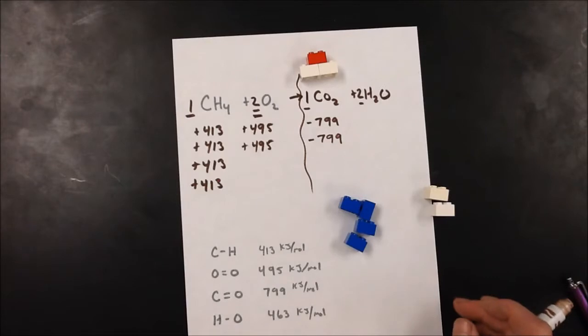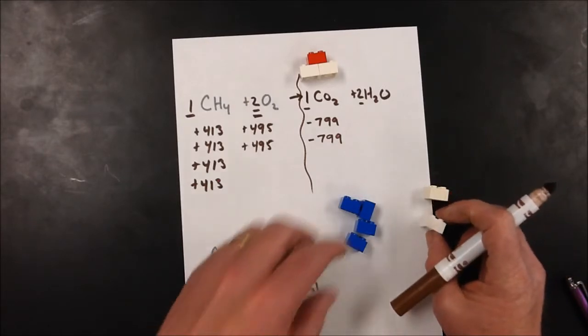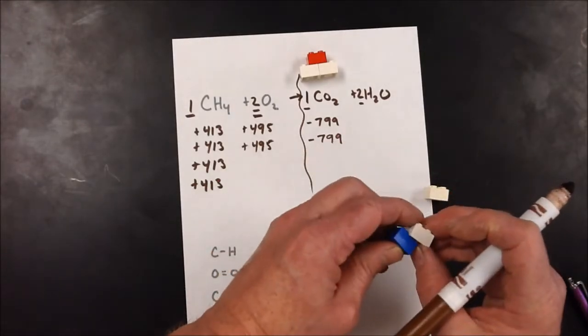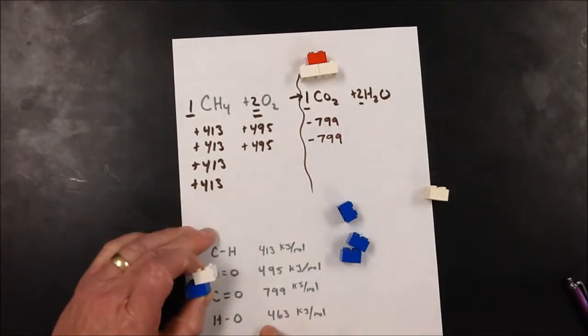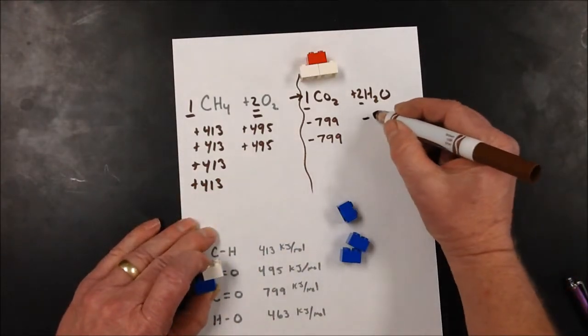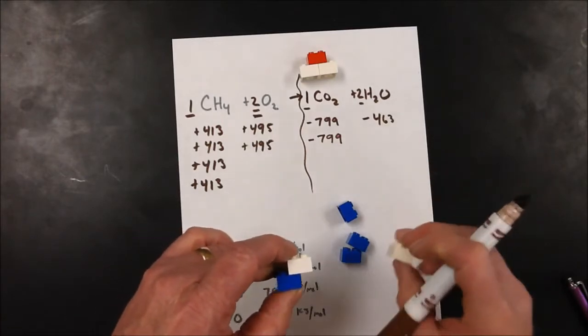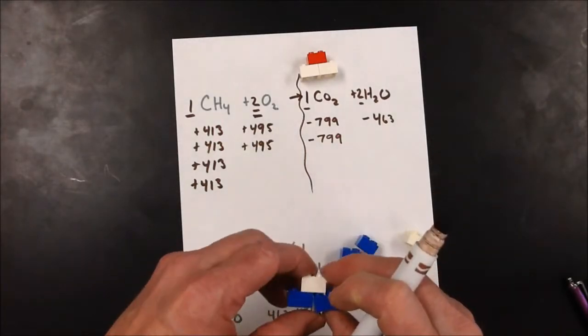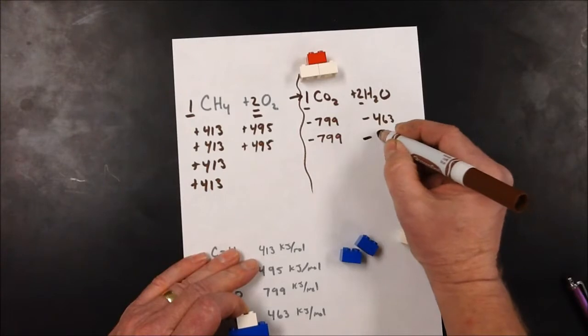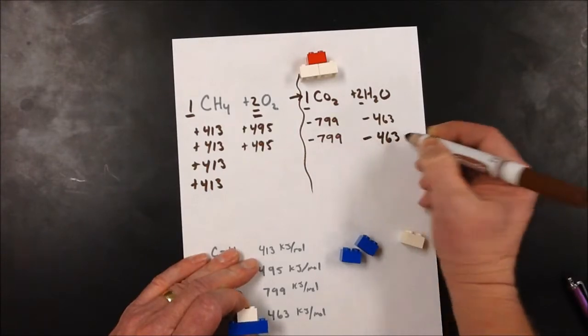All right, so now I'm ready to start with the H2O. I'm going to place a hydrogen on the oxygen. That's negative 463. And then I'm going to do it again, and that's another negative 463.